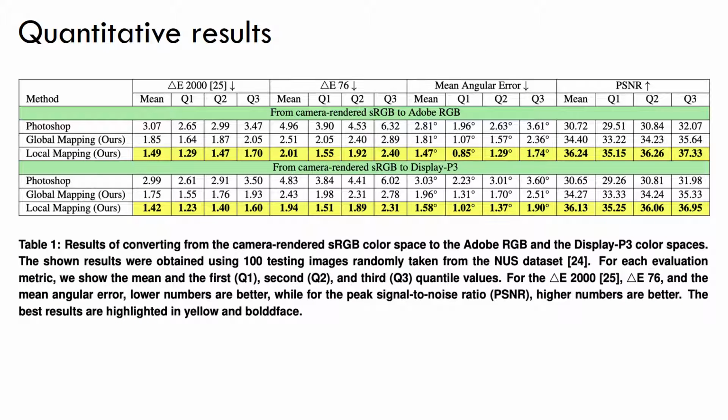And no presentation would be complete without a giant table of bold numbers. And again, this was the aggregate numbers over 100 testing images. We took these from the NUS8 data set that has very colorful images. We're showing you the mean results, and we're also showing the quantiles, the first quantile, second, and third. So this one's the median values. And we do this for a wide range of different metrics. So two different delta E's. We look at mean angular error and also even peak signal to noise ratio. And you can see in all cases, the local mapping outperforms traditional methods.